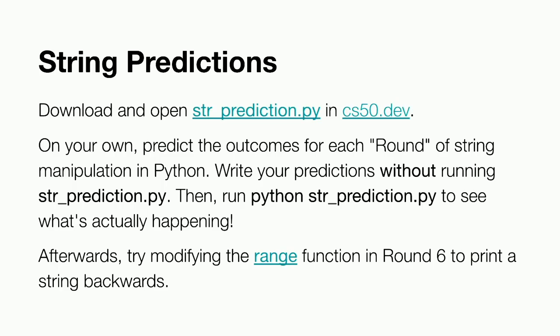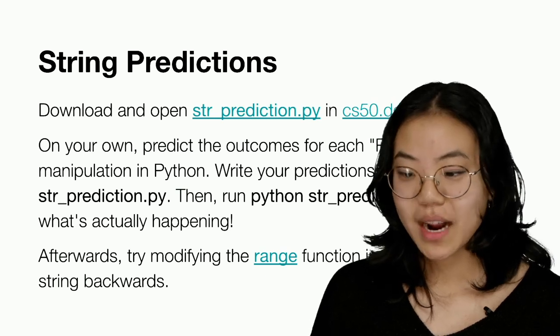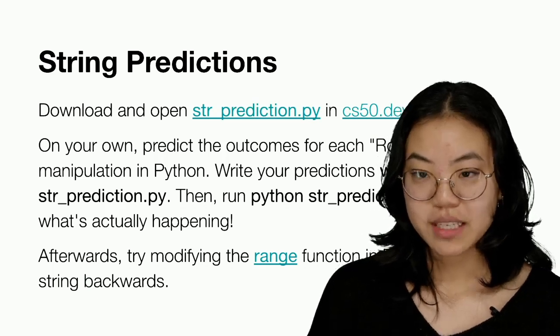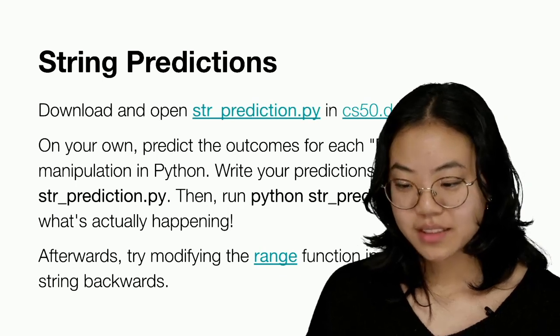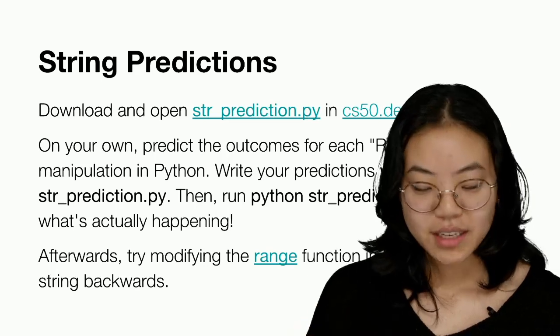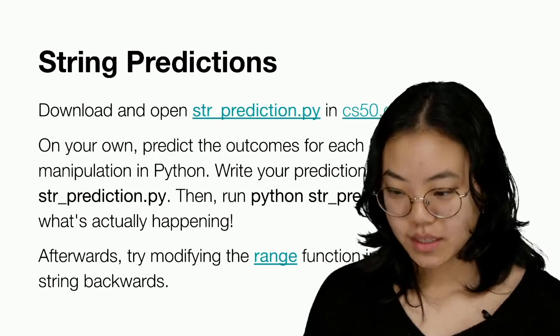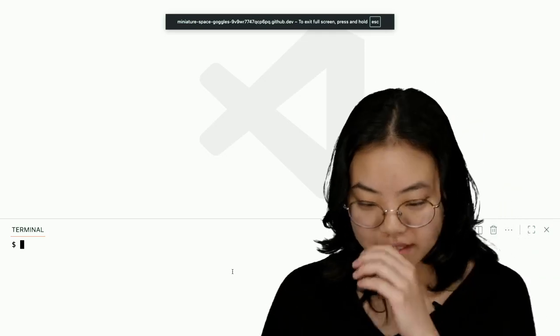Okay. So now we're going to do some practice. I've opened up and downloaded this string prediction file, and we're going to predict what string comes out when we do some manipulation to it. Okay, so let's move to cs50.dev. I have created beforehand a string prediction folder, and so let's just open up round 1 here.